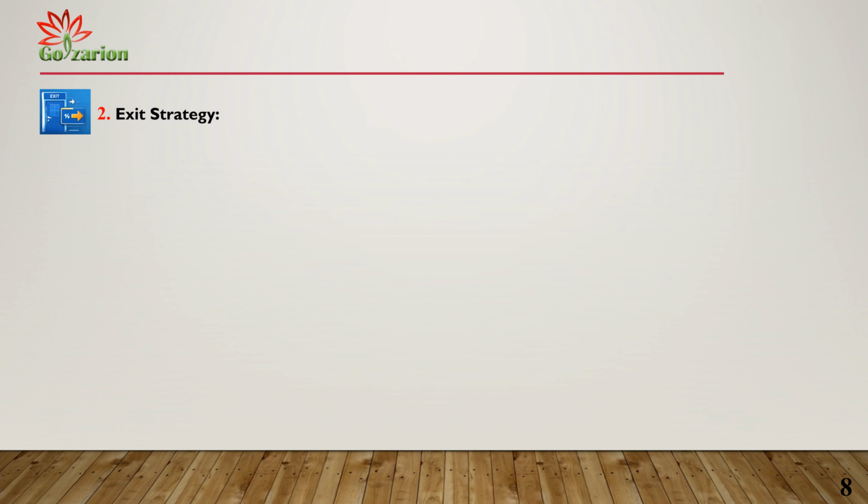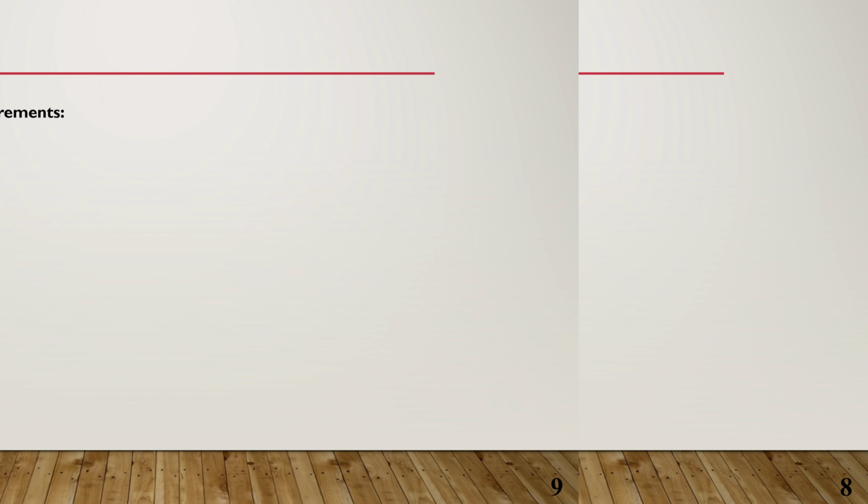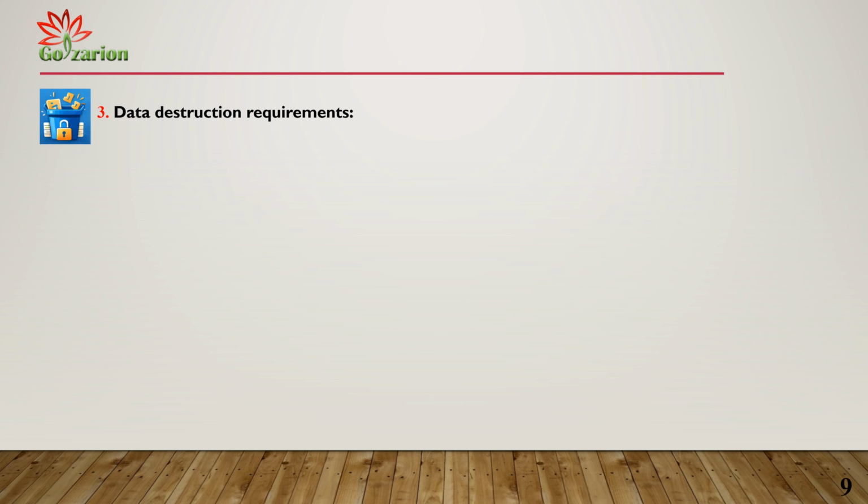Second, exit strategy. Ask this early. What happens when we stop using the AI service? Is there a clear plan for data retrieval, model migration, and account termination? And the most important line is this: exit planning should be done before onboarding, not after. Because once the business adopts the AI assistant at scale, just switching vendors becomes operationally painful unless you design for it.